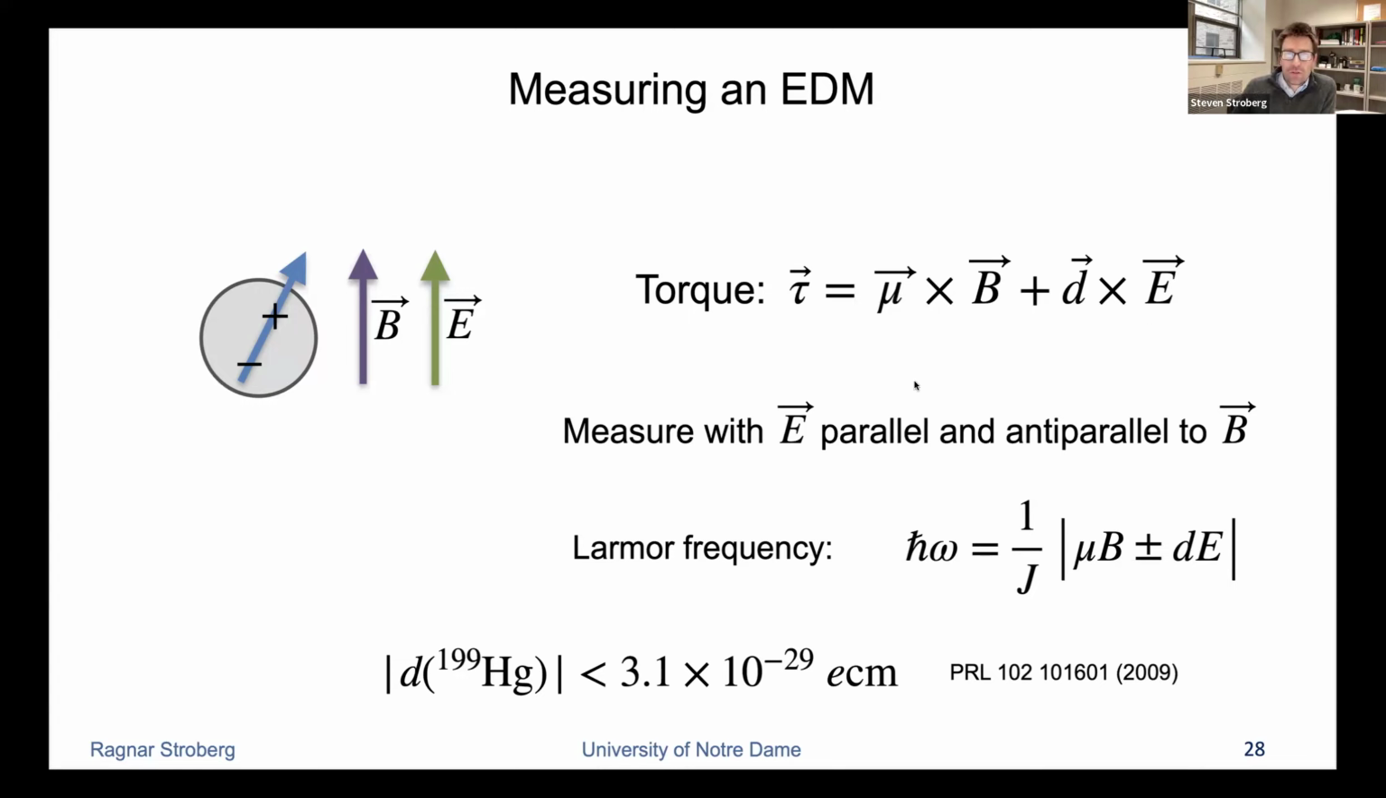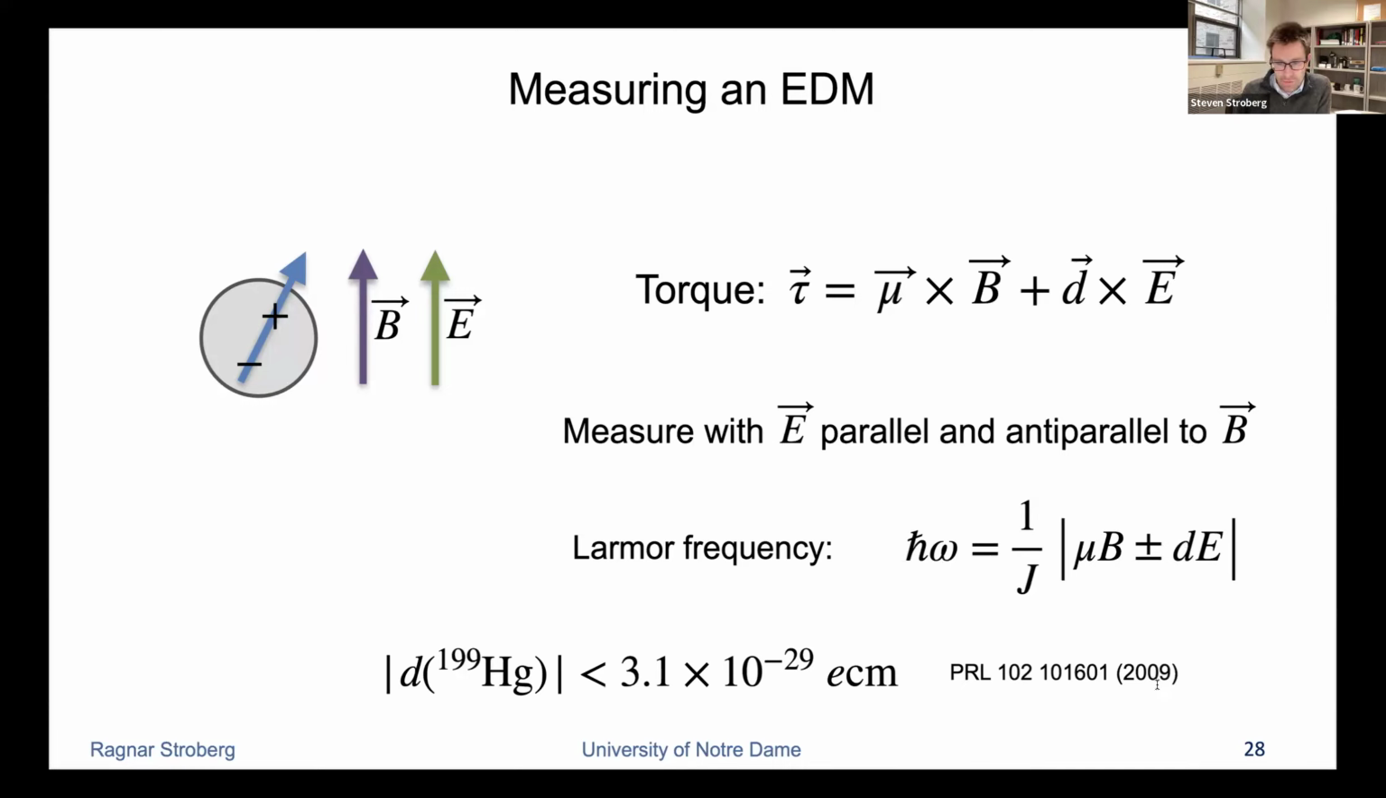And so this torque will generate a Larmor precession. You can then use lasers to measure the Larmor frequency. And then you can do the experiment with E parallel to B and with E anti-parallel to B. If there's a dipole moment there, that should change your frequency. And so this is the kind of thing that you can measure with obscene precision.